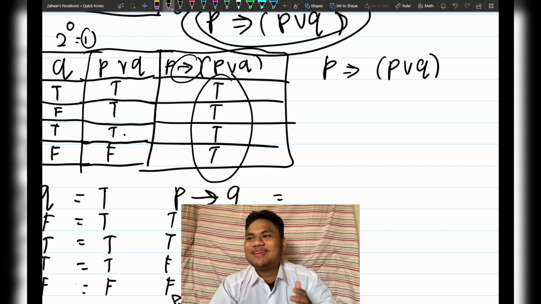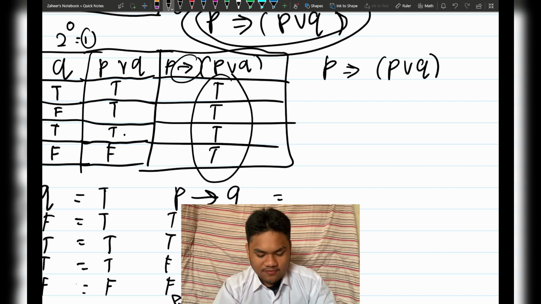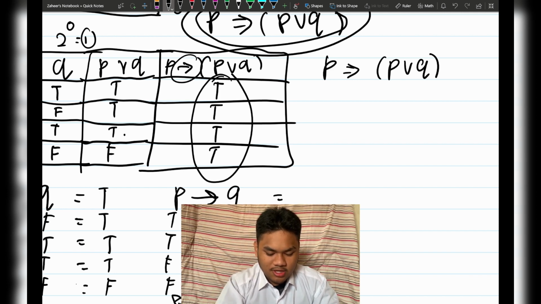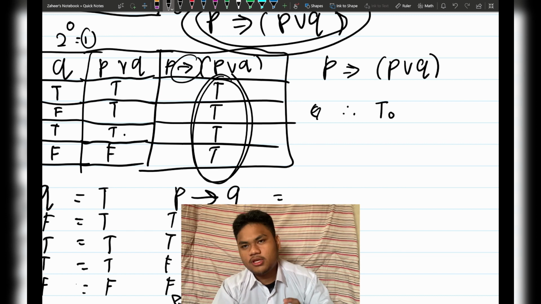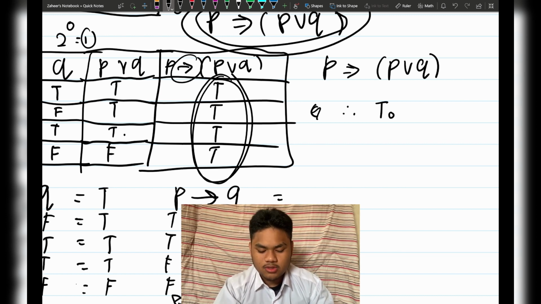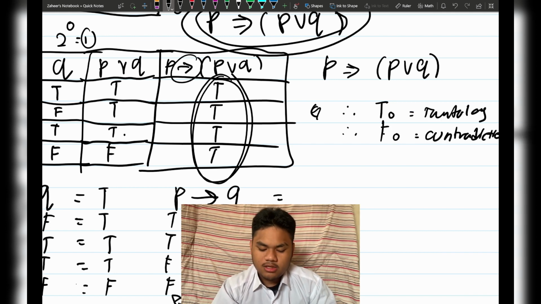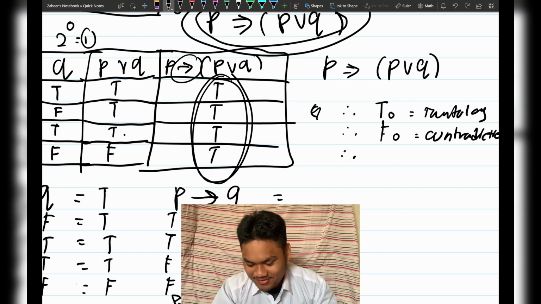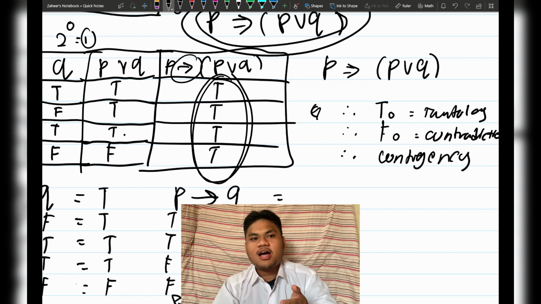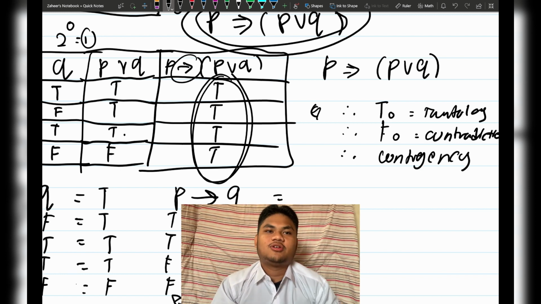I will explain a bit about the conclusion. If the conclusion in the truth table is all true, then it is a tautology. But if the conclusion in the truth table is all false, we call it a contradiction. And lastly, if the conclusion in the table has a mix of true and false, we call it a contingency. That's how we prove the statement using a truth table.